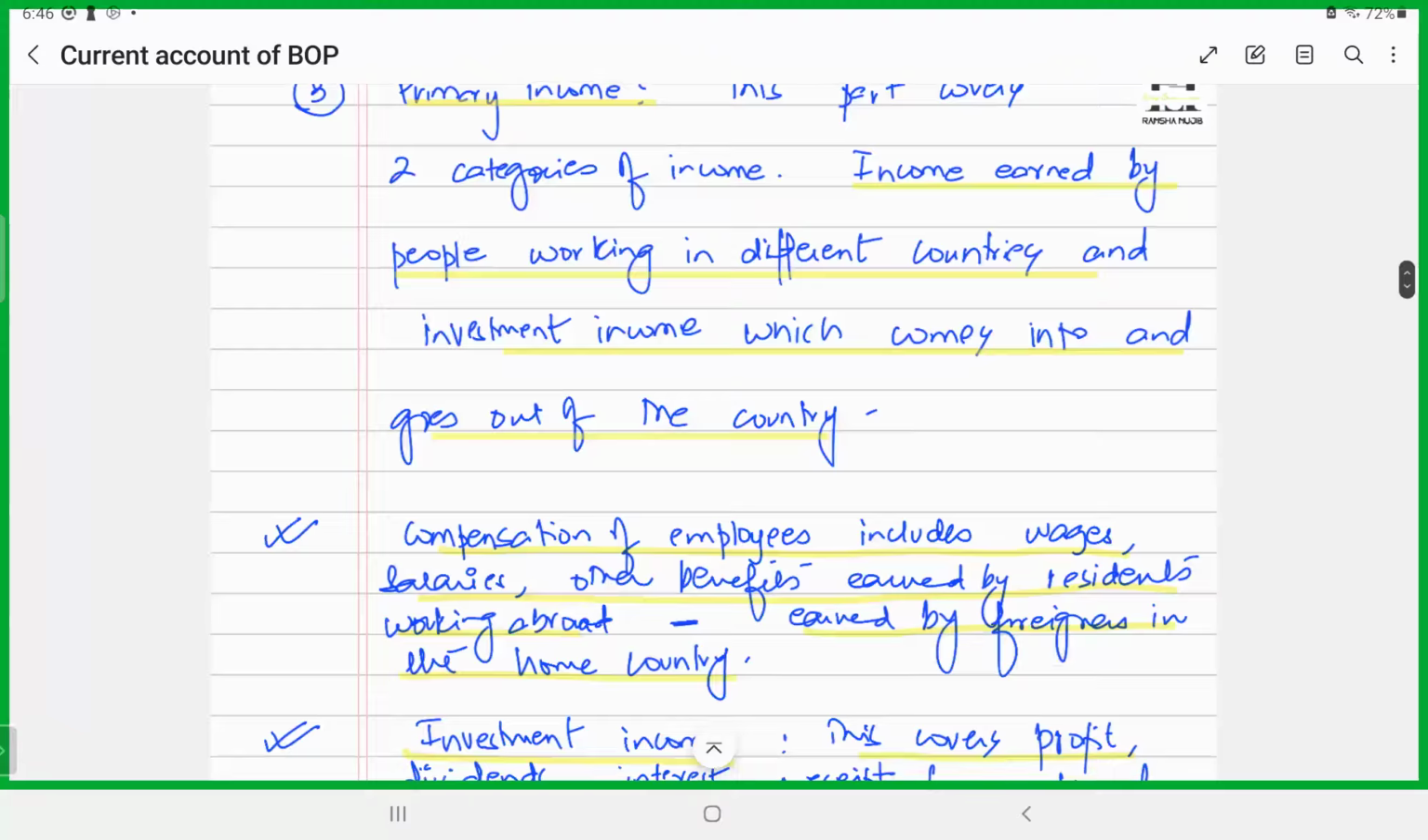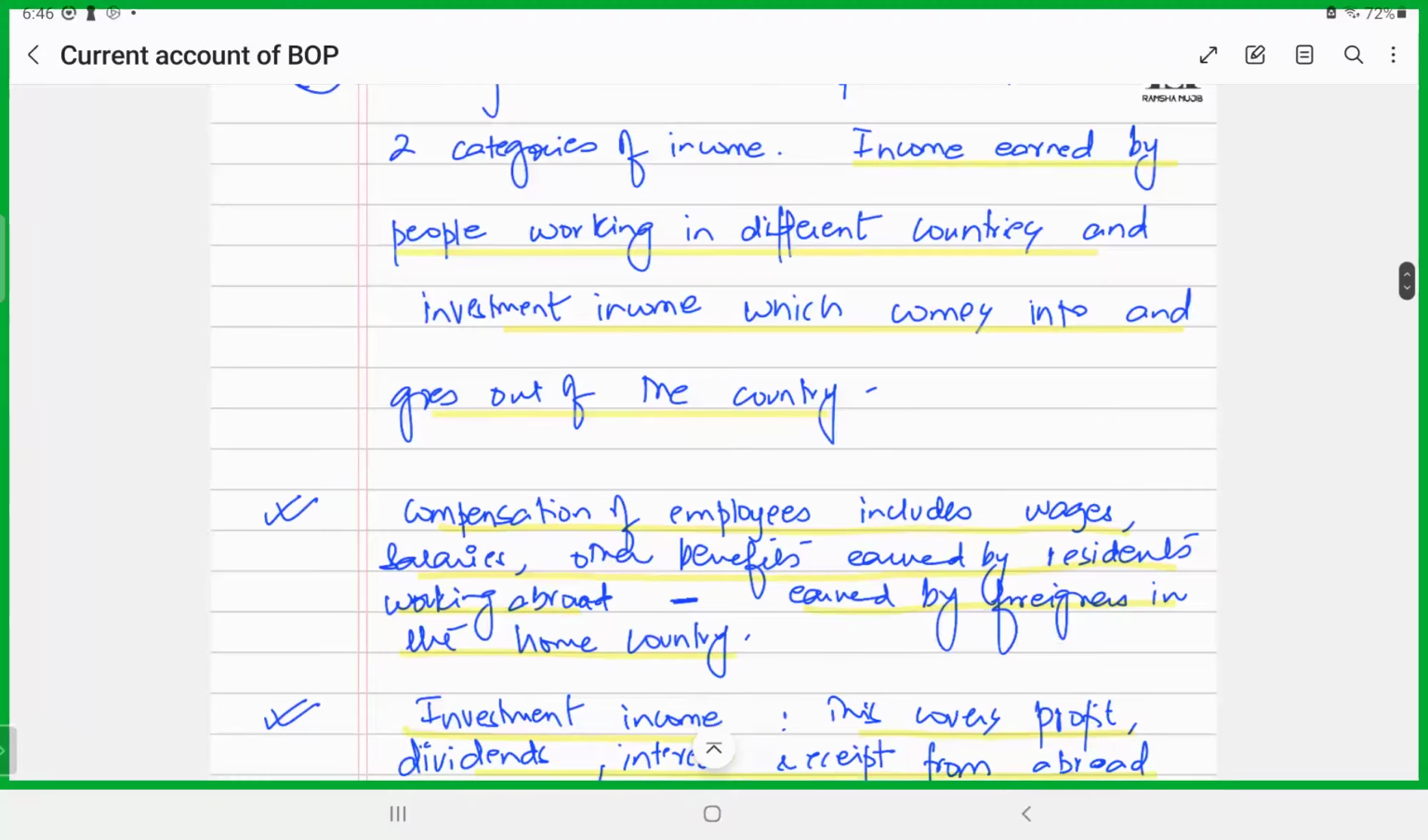Compensation of employees includes wages, salaries, and other benefits earned by residents working abroad, minus that earned by foreigners in the home country. So what happens? The compensation of employees which a resident receives, we subtract it from the compensation of employees the foreigners receive in your country. Plus investment income.